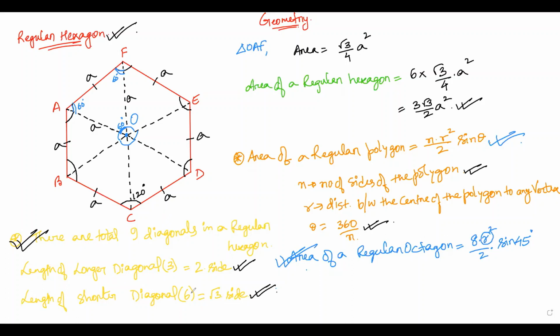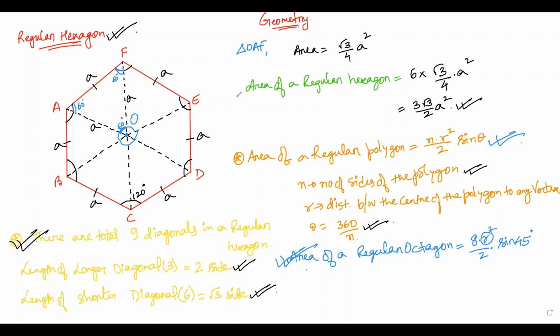Well, here I haven't shown how we have found out the length of the shorter diagonal to be root 3 into side. But if you guys are interested, you can join the shorter diagonal AE and can use the cosine formula or 30, 60, 90 degree approach to find the length of the shorter diagonal, which would be root 3 times the side. But my suggestion would be to simply remember these lengths, which would be sufficient.